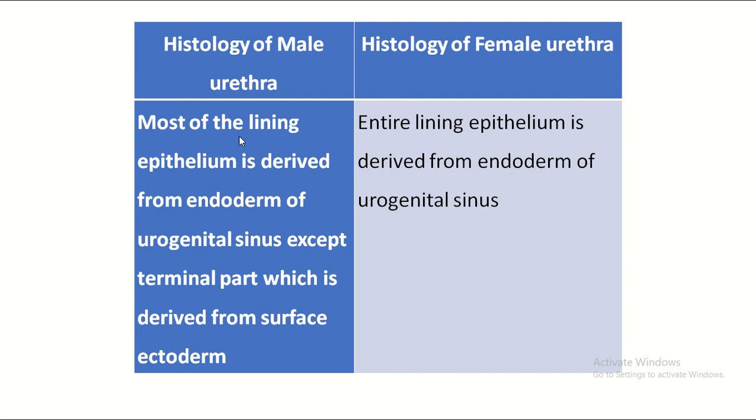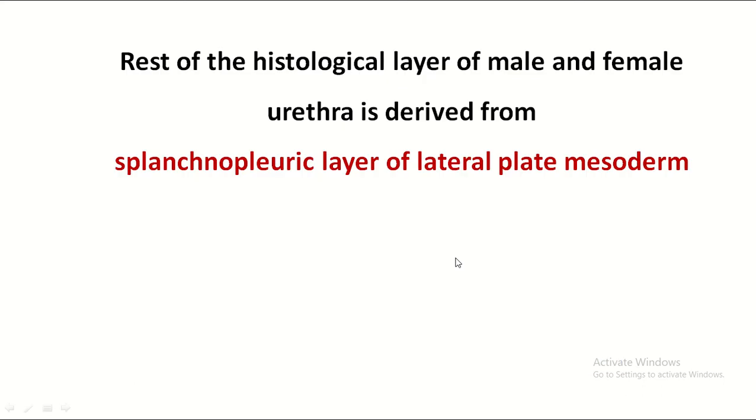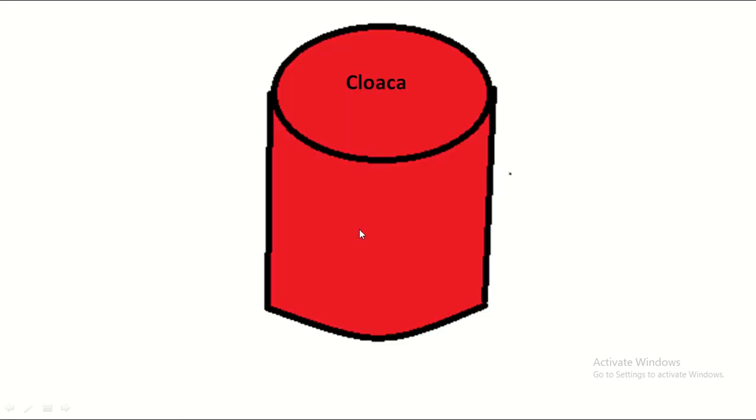Histology of the male urethra. Most of the lining epithelium is derived from the endoderm of the urogenital sinus, except the terminal part, which is derived from surface ectoderm. In the female urethra, the entire lining epithelium is derived from the endoderm of the urogenital sinus. The rest of the histological layers of the male and female urethra are derived from the splanchnopleuric layer of lateral plate mesoderm.